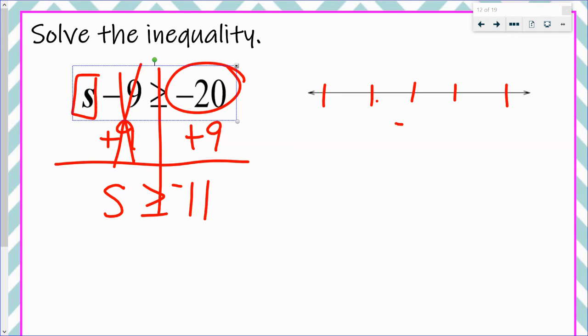So here I go. Negative 11, negative 10, negative 9. Be careful with your number line when you're setting up negative numbers, okay? So S is greater than or equal to negative 11. So I'm going to do closed circle because it's greater than or equal to, shading to the right.